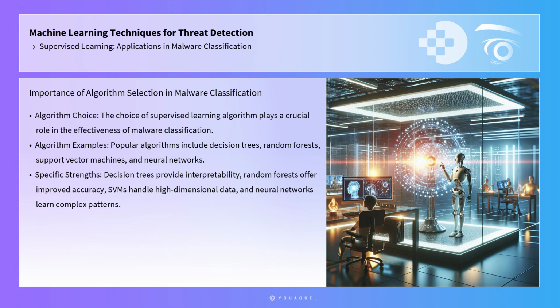SVMs, known for their ability to handle high-dimensional data, are effective for binary classification tasks, such as distinguishing between benign and malicious samples. Neural networks, particularly deep learning models, have gained prominence due to their capacity to learn complex patterns from large datasets, although they require substantial computational resources and data for training.